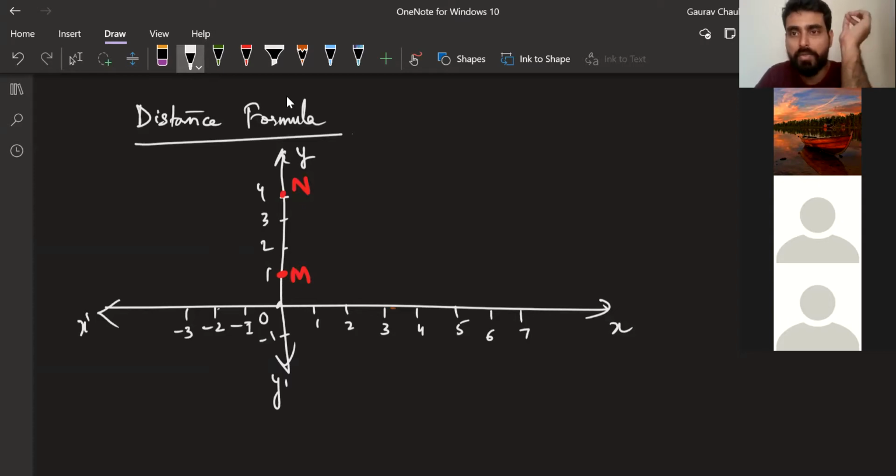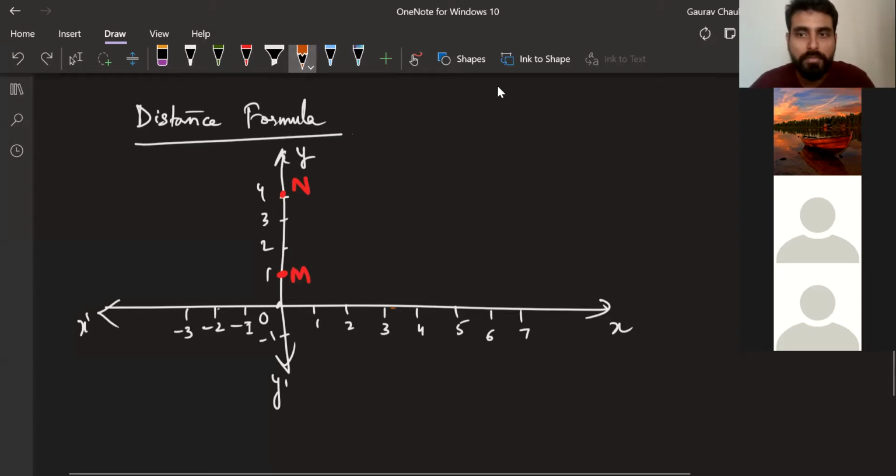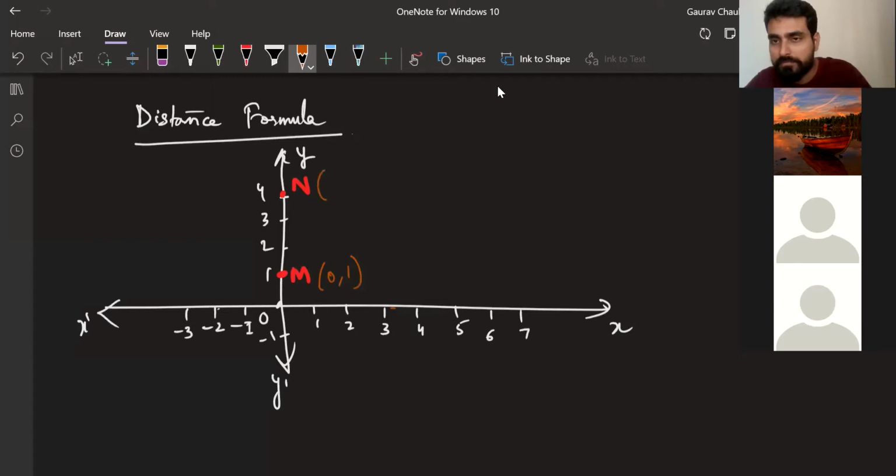Can you tell me the coordinates of these 2 points, Dikshit? Yes, sir. M is 1, 1, sir. You're wrong, Dikshit. 1, 1 is here. What is M? What is its x coordinate? Sir, it's 0, sir. It's 0, 1. Okay. So M is 0, 1, and N is 0, 4.